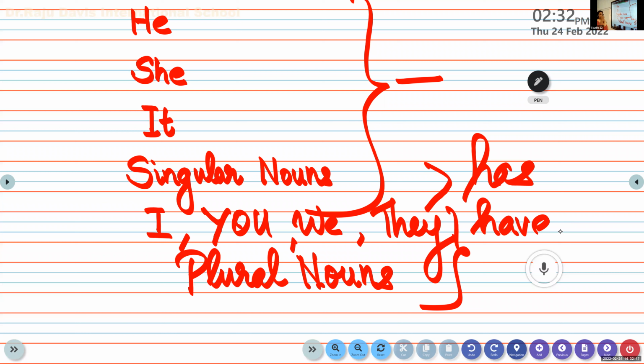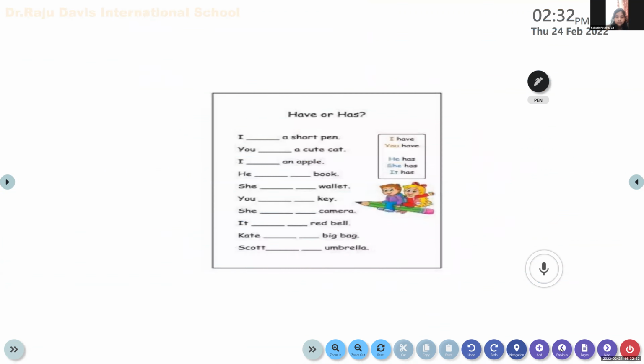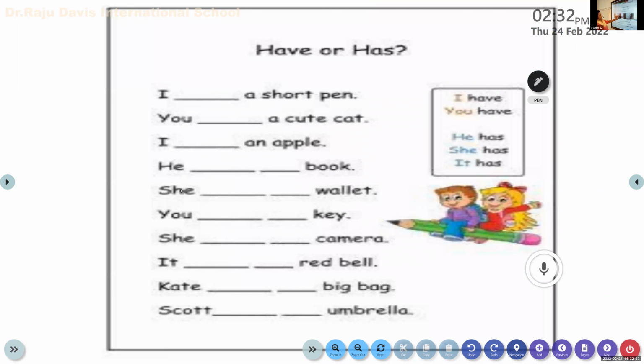Okay. Now let's move on to the exercises. Let me check whether you have understood or not. There is an exercise for you children. This exercise is not there in your workbook. Let's do this exercise. Then we'll move on to the exercise which is there in your workbook.